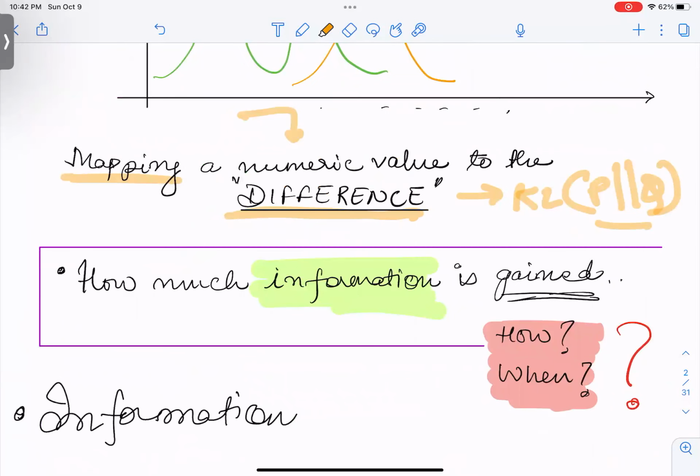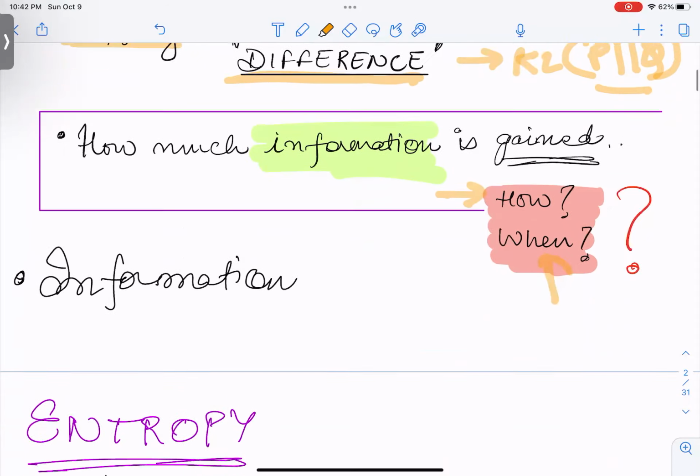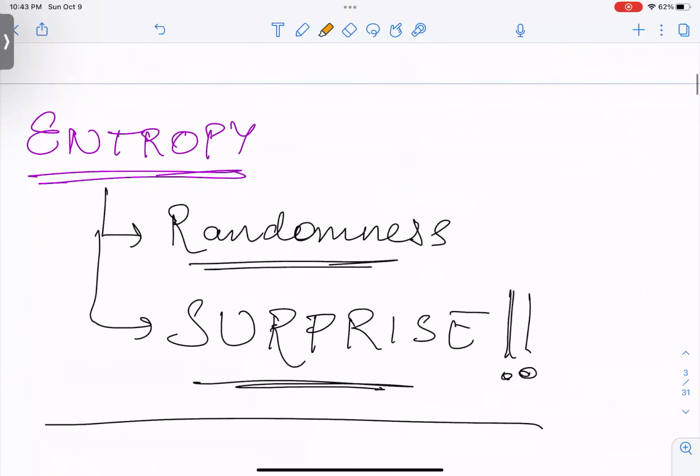It is also known as how much information is gained when we try to assume one distribution as Q instead of using the actual distribution, or the reference distribution P. Now, how does that happen? When does that happen? Those are the things that we're going to look into. Let's first check what entropy is.